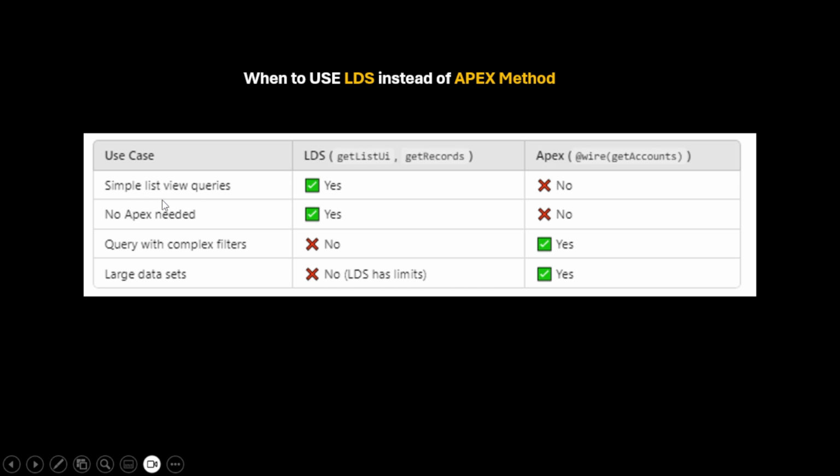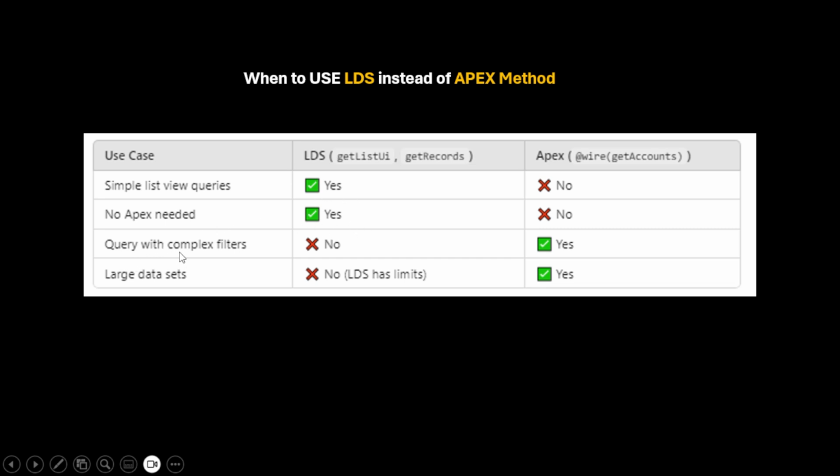If you want to fetch simple list view queries, you can use LDS. You don't need to write any Apex controller and then call it by using the wire adapter. Because it is a simple list query, you can do it from LDS. No need to write any Apex class and call it from the wire service. That will reduce a lot of code in your system. If no Apex is needed, obviously if you don't want to build any Apex class controller, go with LDS.